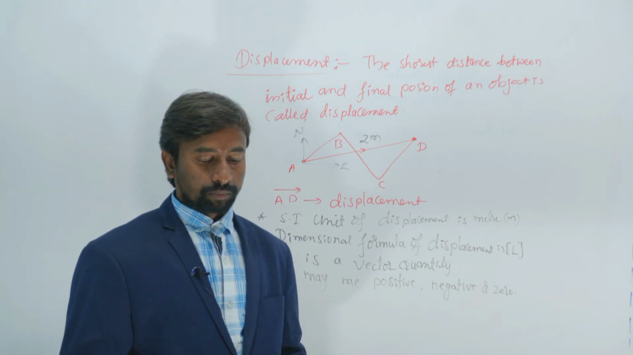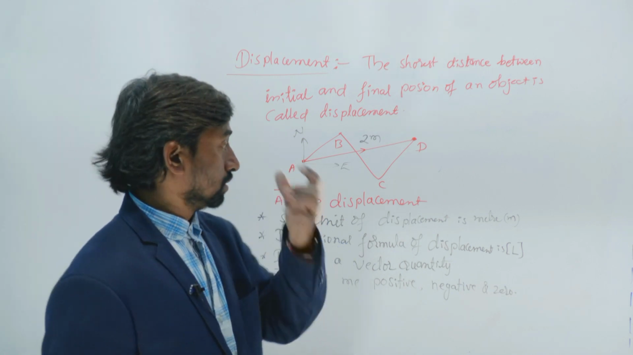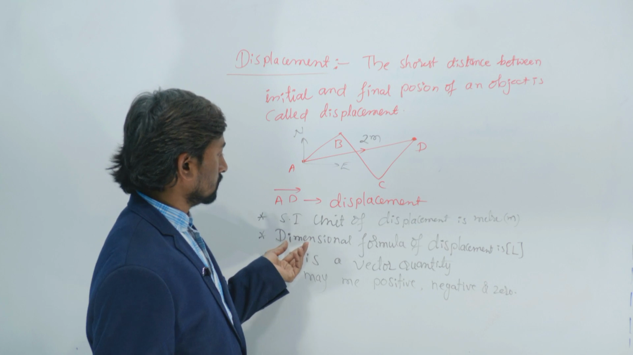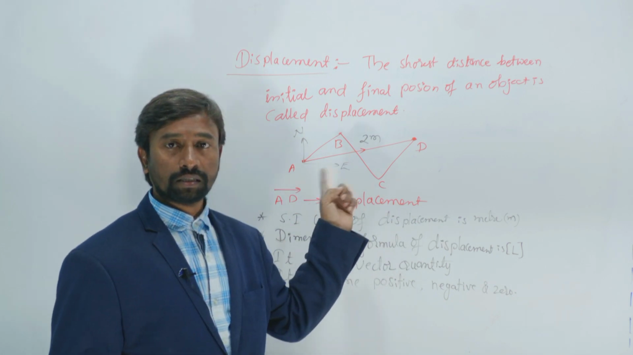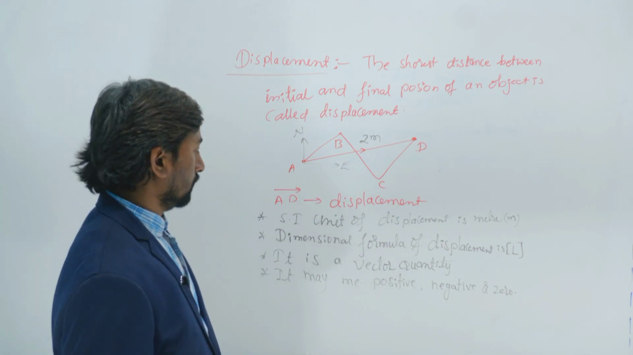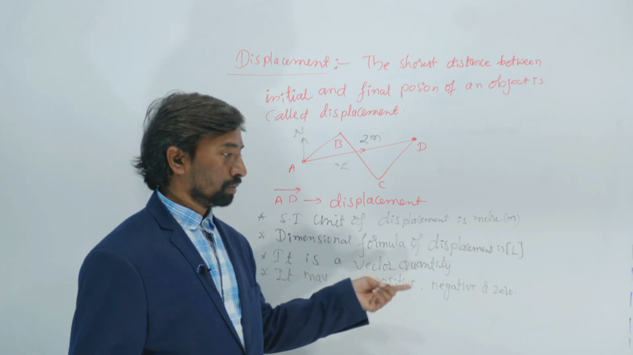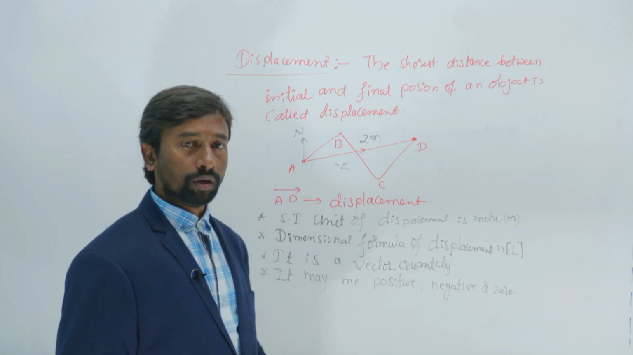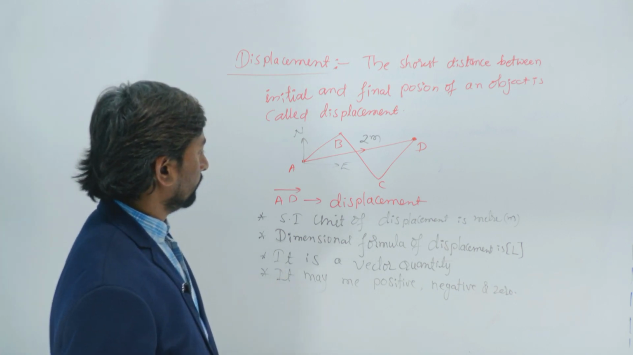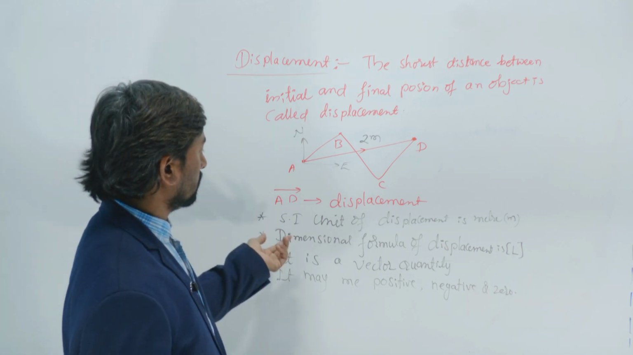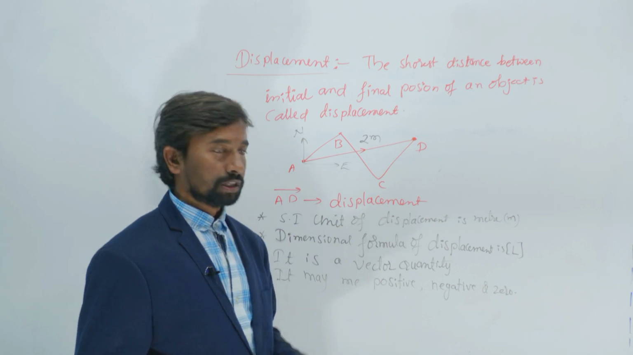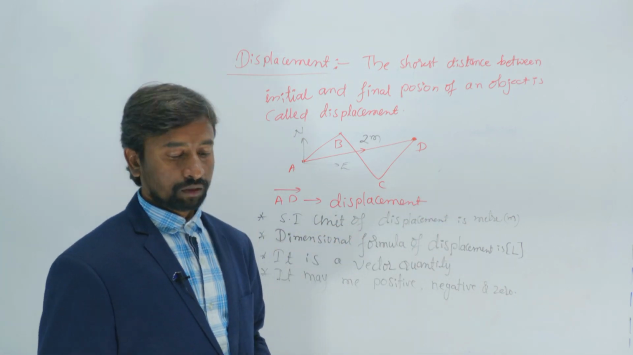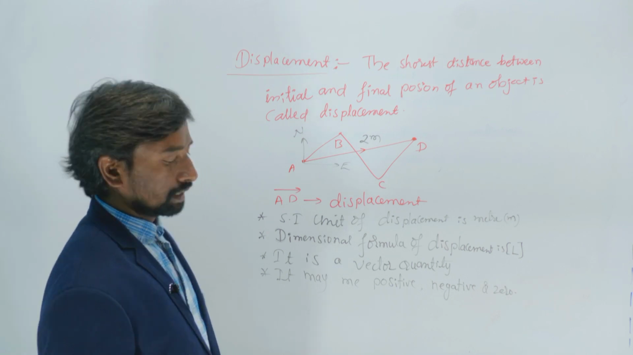We'll see some examples. And what are the differences here? Displacement is a vector quantity and distance is a scalar quantity. Displacement may be positive, negative, or 0, while distance will have only positive values. The similarities are that the SI unit of displacement is meter and the dimensional formula is also L. So this is about distance and displacement.